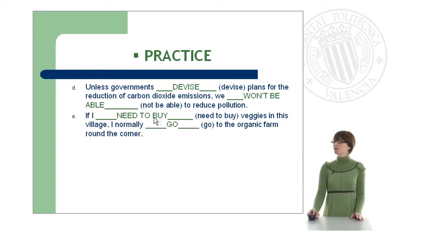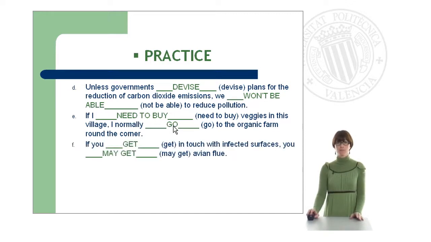Next one, if I need to buy veggies in this village, I normally go to the organic farm round the corner. Again, this is an example of zero conditional. This is a recurrent event. So we use present simple and present simple in the if and result clause.